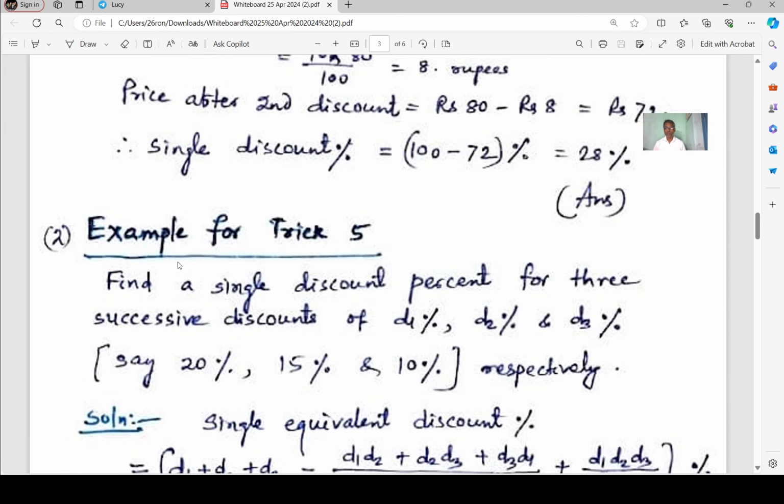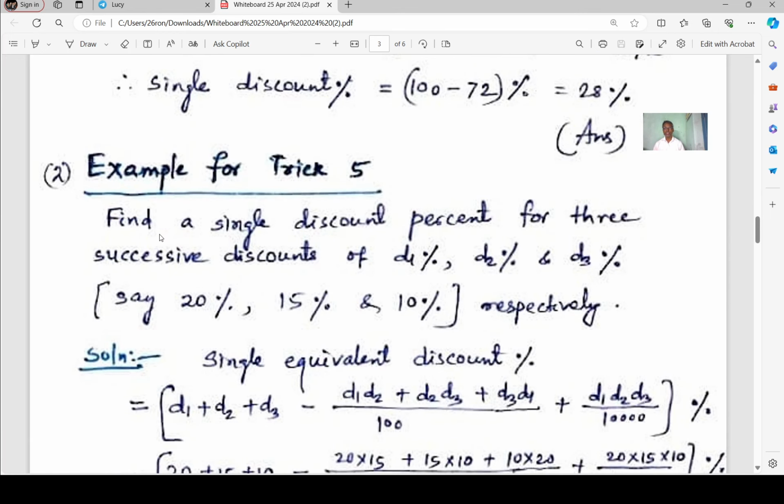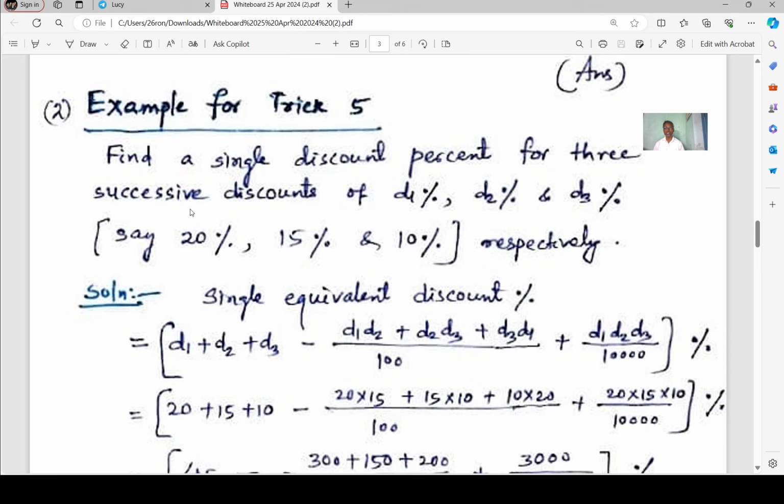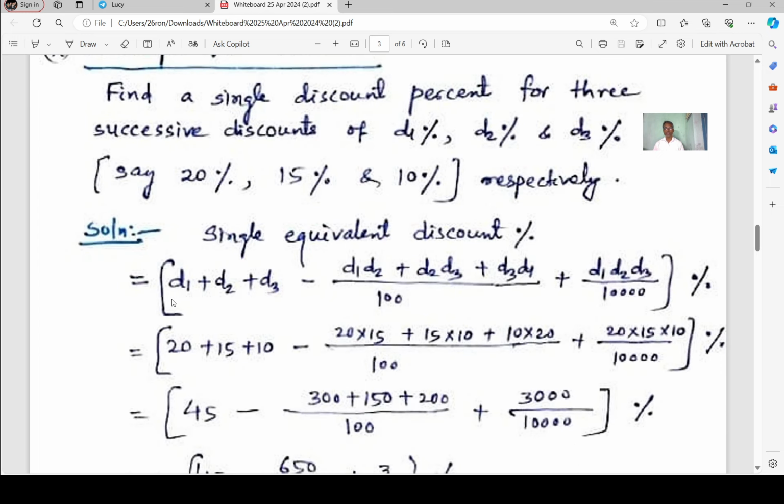Example 2 for trick 5. Find a single discount percent for three successive discounts of D1%, D2% and D3%. Say D1 equals 20, D2 equals 15 and D3 equals 10 respectively. Then the single equivalent discount percent, by simply using the formula and putting the values, we can get the answer. D1 plus D2 plus D3 minus D1 D2 plus D2 D3 plus D3 D1 divided by 100 plus D1 D2 D3 divided by 10,000%.